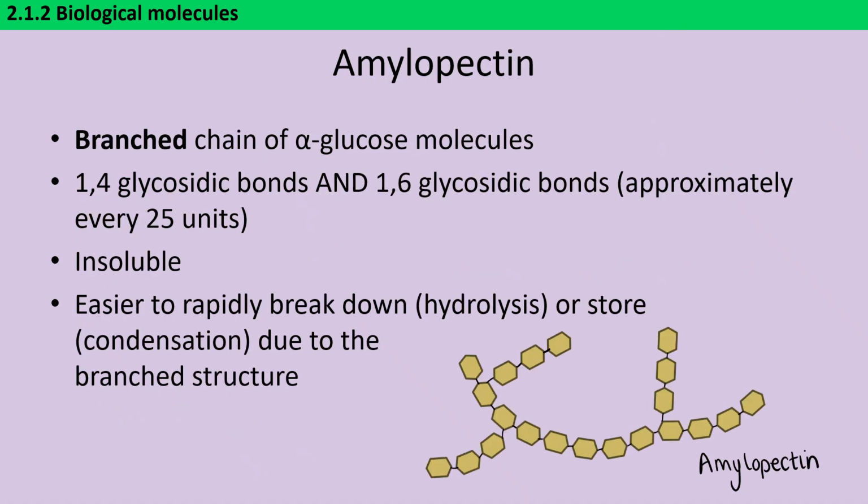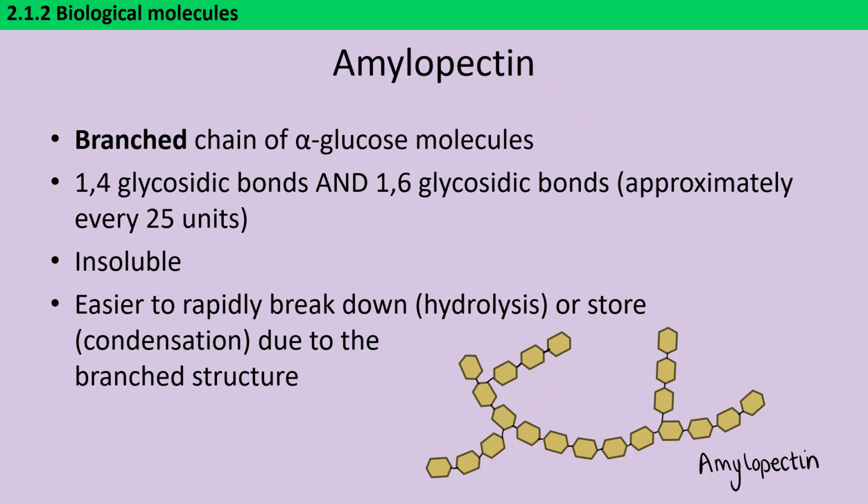In contrast to amylose, which is just a long straight chain, amylopectin is branched. So approximately every 25 glucose molecules, there is a 1 to 6 glycosidic bond as opposed to a 1 to 4 glycosidic bond, and that leads to another branch coming off the main chain.